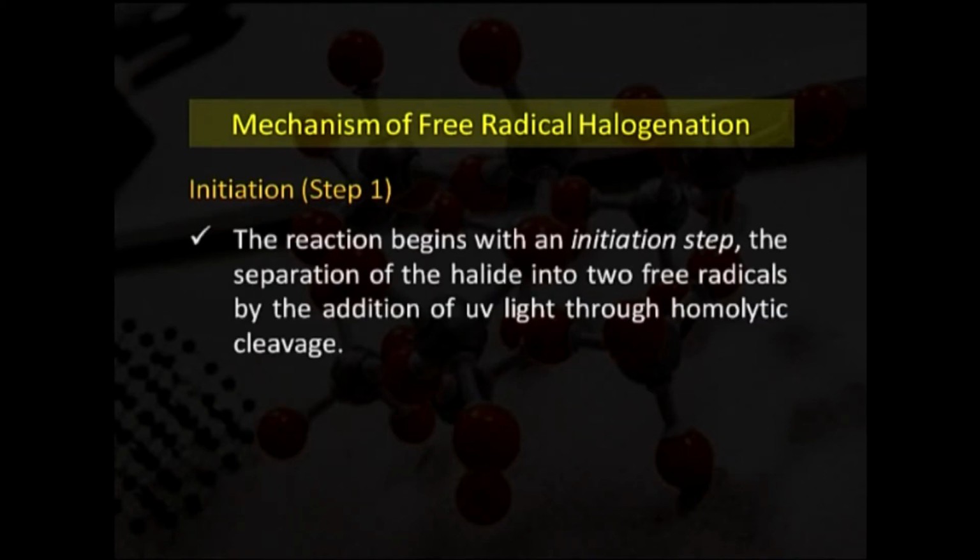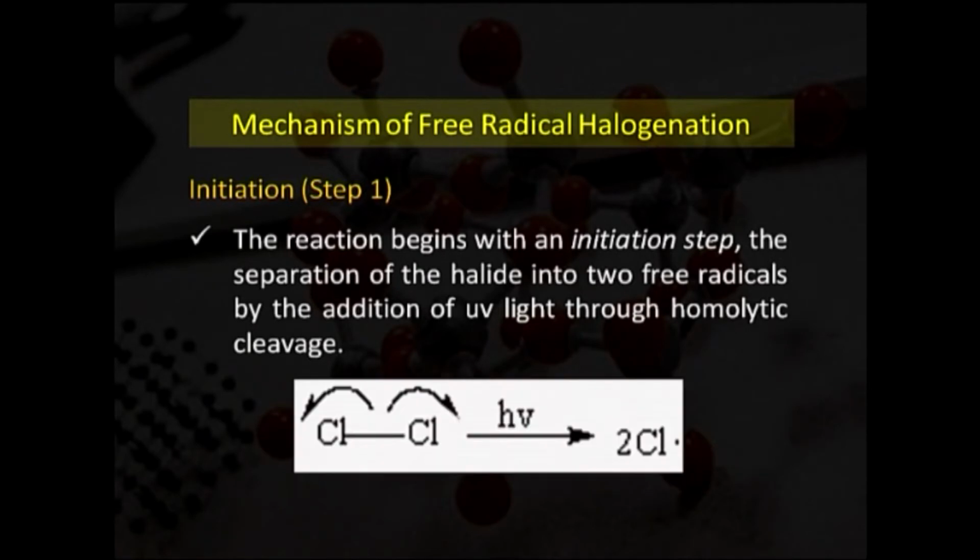The reaction begins with an initiation step, the separation of the halide into two free radicals by the addition of UV light through homolytic cleavage. As we are seeing, this chlorine molecule, made up by the covalent bond, or you may say by the sharing of two electrons of the outermost orbit, got cleaved by using this light and two chlorine free radicals are obtained by this reaction.